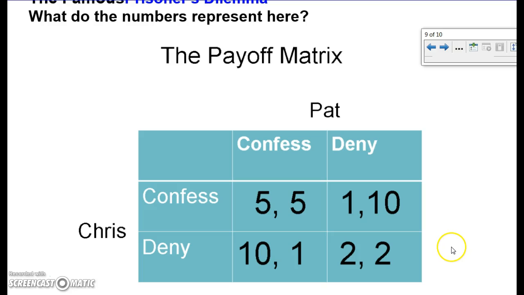Okay. If you said that the dominant strategy is that both will confess, you are correct. They will both confess. Why will they both confess? Chris will confess because when Pat confesses, 5 is better than 10, right? 5 years in prison is better than 10. And if Pat denies, 1 is better than 2. Okay, you'll notice that the same choices apply to Pat.